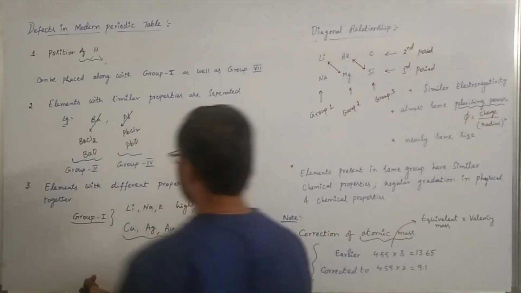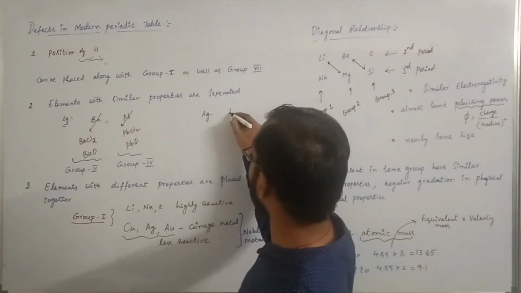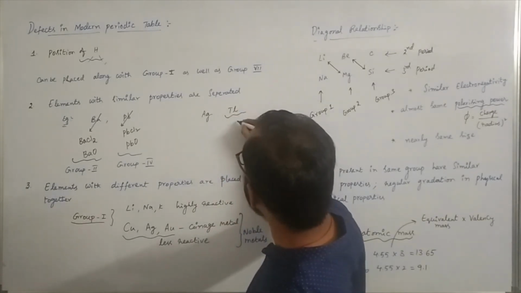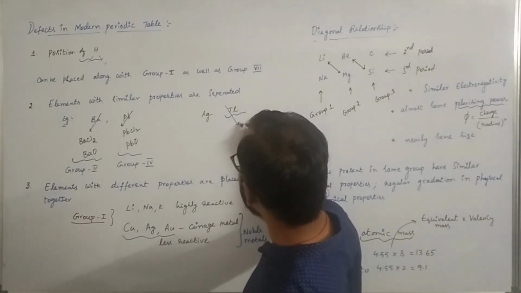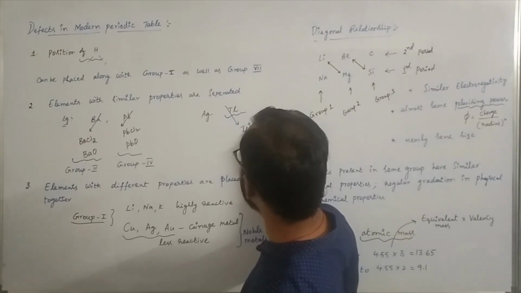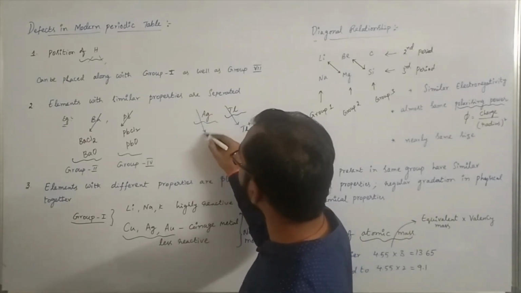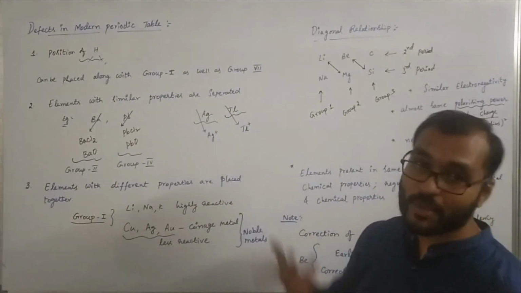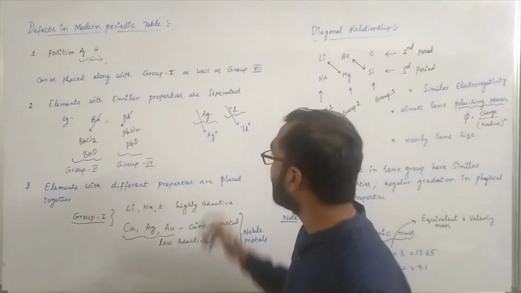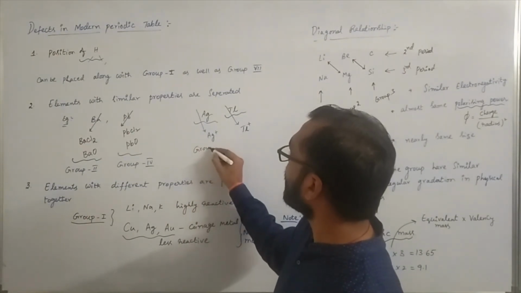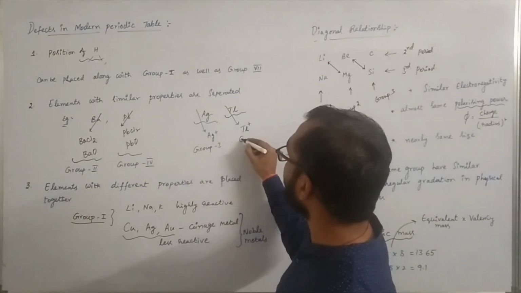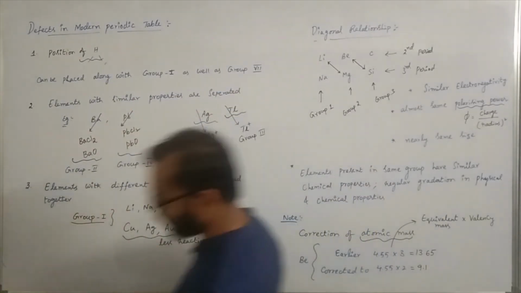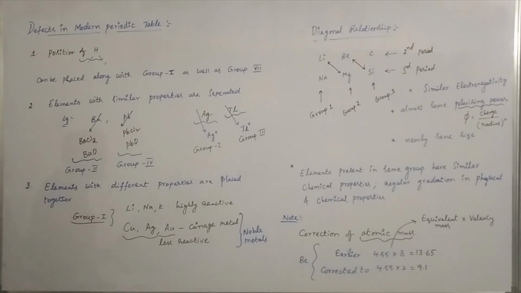Now similarly, if you observe silver and thallium, thallium's stable oxidation state is +1. Silver's stable oxidation state is also +1. That means they both show similar properties. But silver is placed in group 1 and thallium is placed in group 3. So that means elements with similar properties are separated. Next.